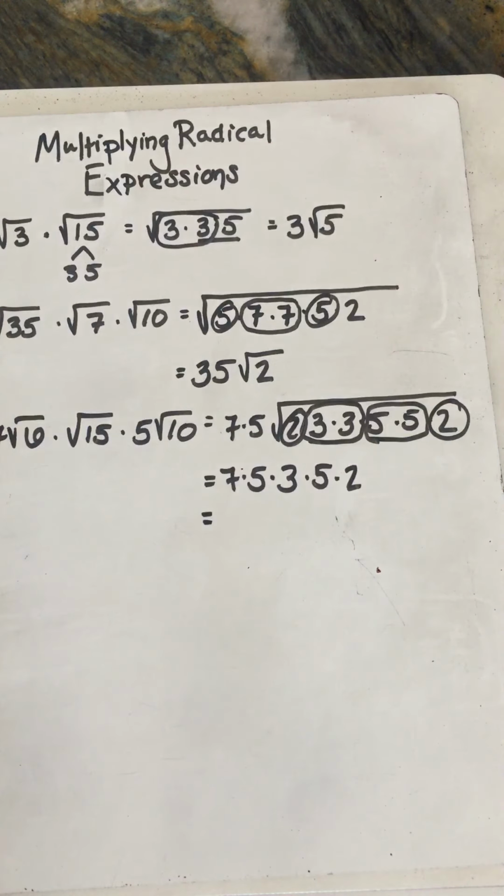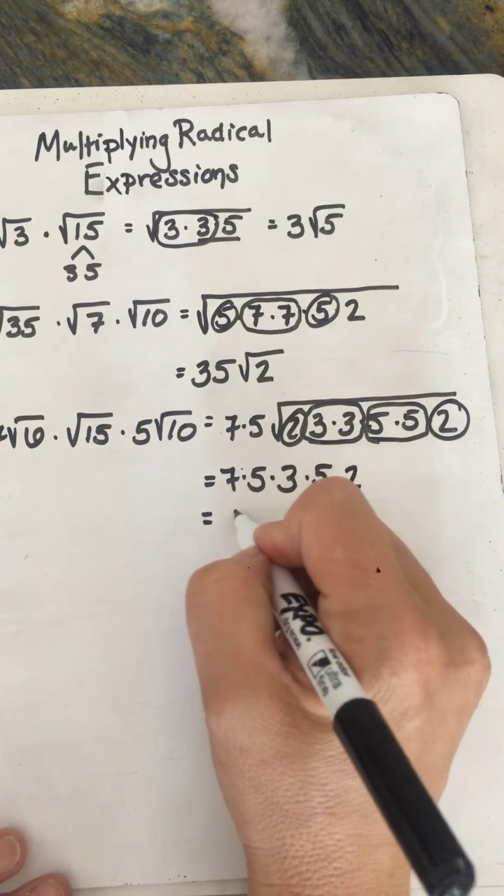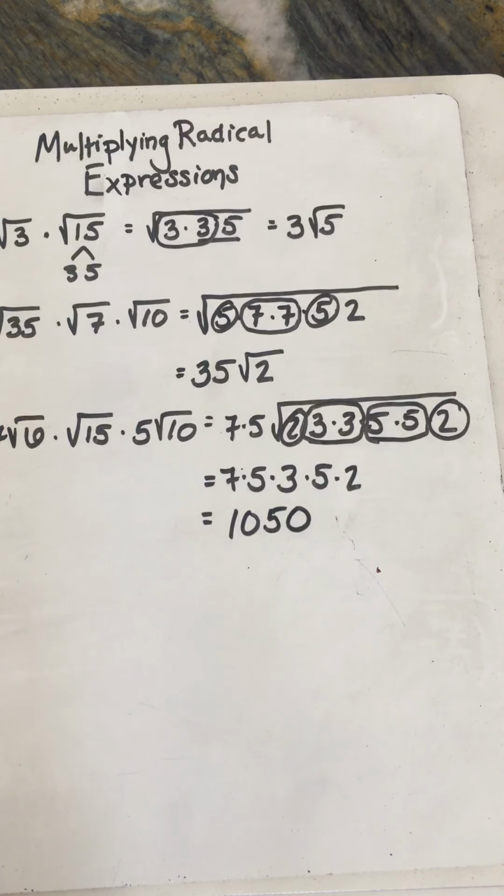So we can multiply all of these together. So this is 1,050 when you multiply that all together. All right, no big deal. You got this.